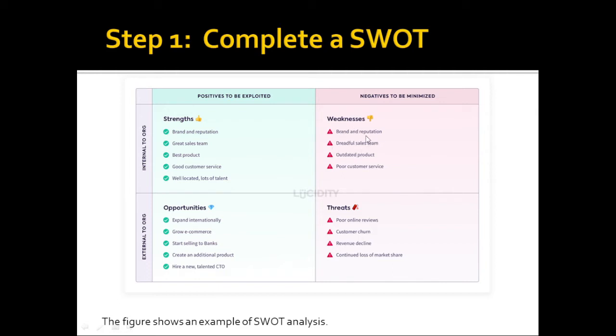How about weaknesses? Let's say it can also be the brand and reputation, a dreadful sales team. This is just an example, not necessarily of a particular company. Poor customer service, etc. Opportunities: to expand internationally, you can grow using e-commerce, start selling to banks, create an additional product, hire a new talented CTO. So these are opportunities. And threats now: poor online reviews, customer churn, revenue decline, and continued loss of market share. So this is an example of a SWOT analysis.